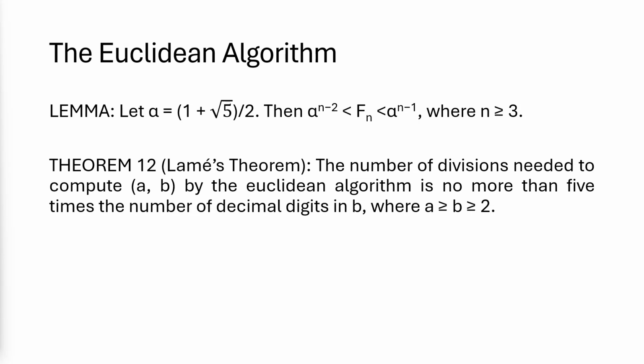So we have a theorem, the 12th theorem in this presentation. The number of divisions needed to compute the GCD of A and B by the Euclidean algorithm is no more than 5 times the number of decimal digits in B, where B is less than or equal to A but greater than or equal to 2.